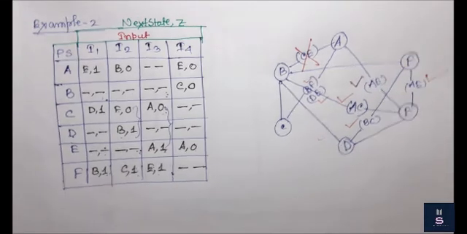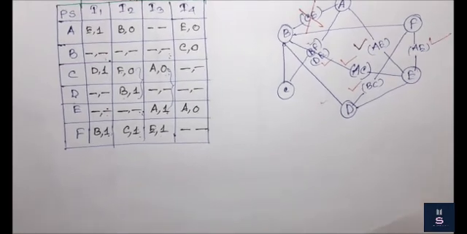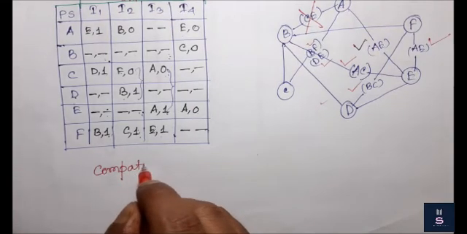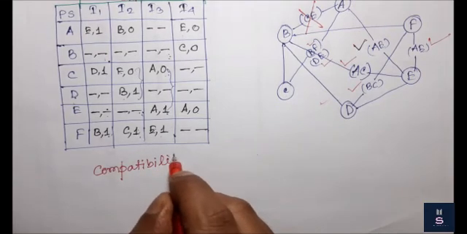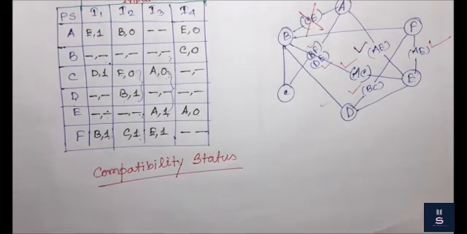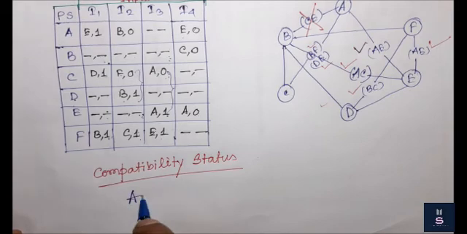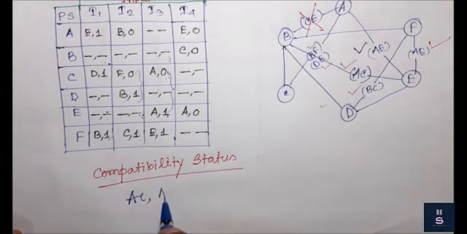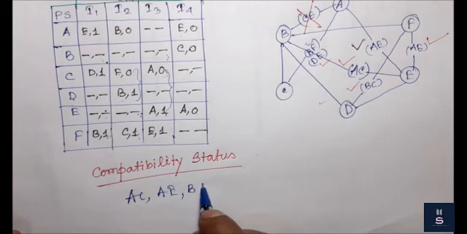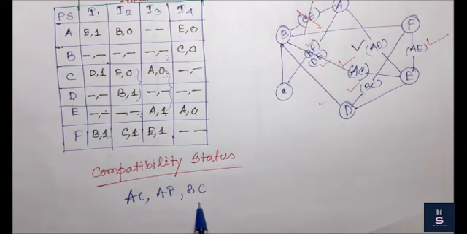Now, we have to find the compatibility pair, because our ultimate purpose is to find out the compatible pair. Compatibility status. Now consider we have AC, AD, AE, and A is complete. Then we have BC. Always try to remember the first letter first. So, we never write CB, it will make a mistake. Always try to write BC, not CB, AE, not EA.